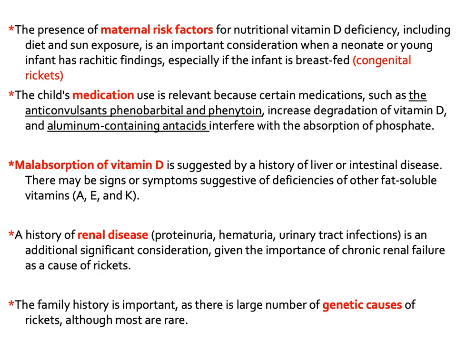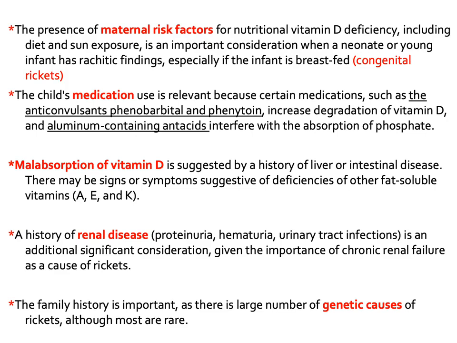History regarding medication use is important, because certain medications such as the anticonvulsants phenobarbital and phenytoin may increase degradation of vitamin D. Also, aluminum-containing antacids interfere with the absorption of phosphate and may lead to rickets. So we must supply the patient with vitamin D when he is on the anticonvulsants phenobarbital and phenytoin, especially in infancy. Malabsorption of vitamin D is suggested by a history of liver or intestinal disease. There may be signs or symptoms suggestive of deficiency of other fat-soluble vitamins, vitamin A, vitamin E, vitamin K, not only vitamin D, and so we must ask about the history of malabsorption syndrome.